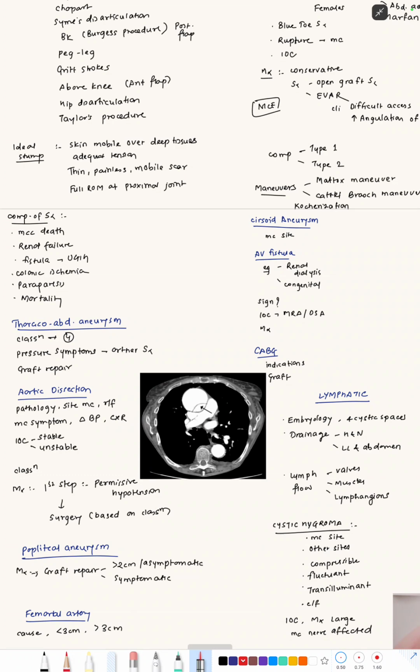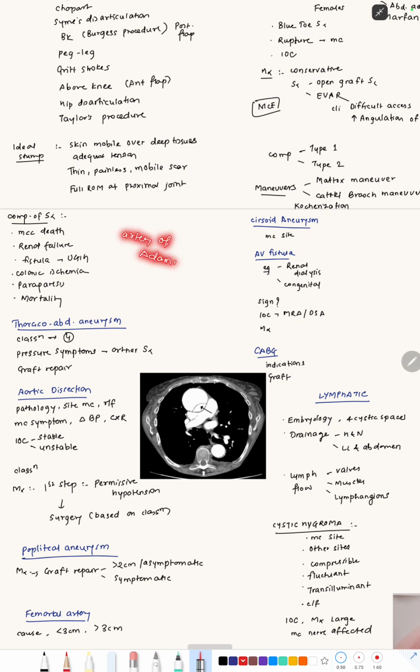Then colonic ischemia is seen because of the aneurysm. Generally, the left-sided colon is affected, because the splenic flexure is a watershed area. Paraparesis is seen because the abdominal aorta supplies an important artery, and that is called the artery of Adamkiewicz.